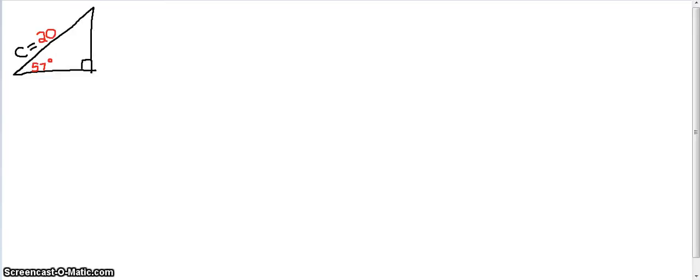So our problem states this. Suppose that in a right triangle you're given one angle which is equal to 57 degrees and the hypotenuse is a length of 20 units. Find the remaining side lengths and the remaining angles. So I went ahead and drew a picture here representing that.